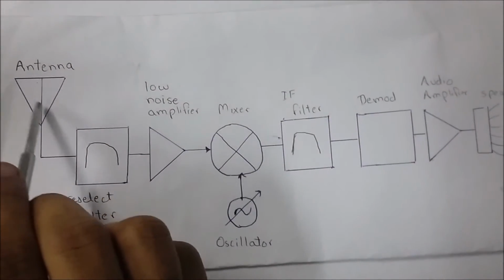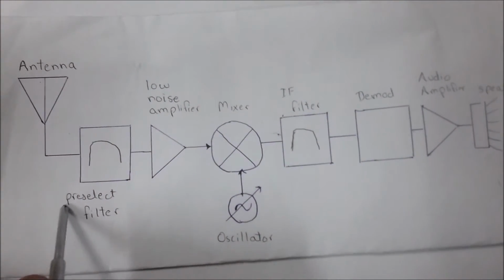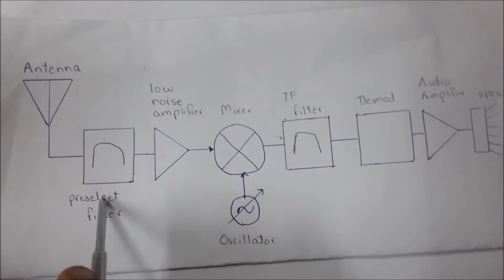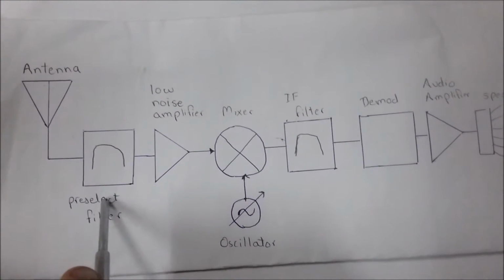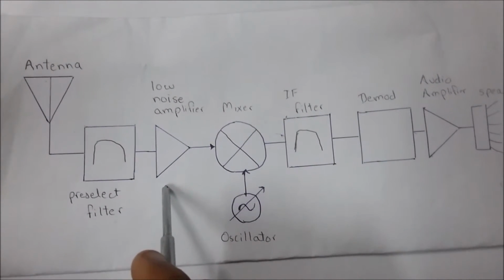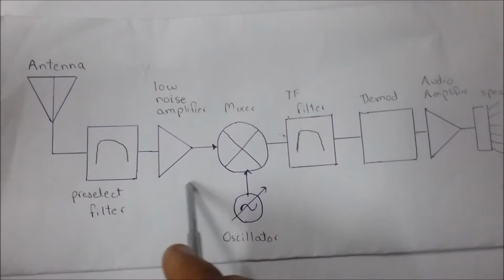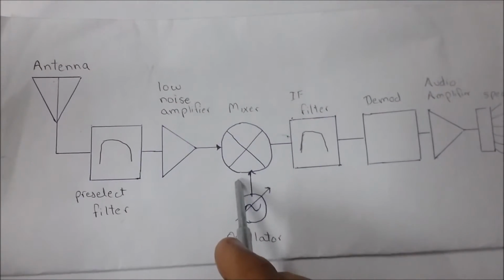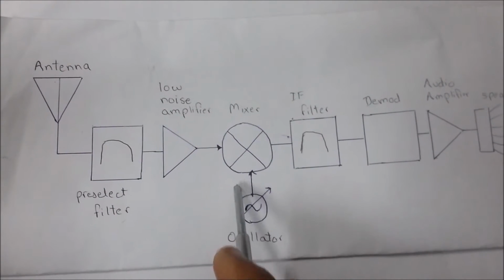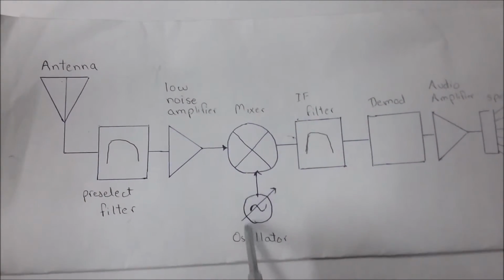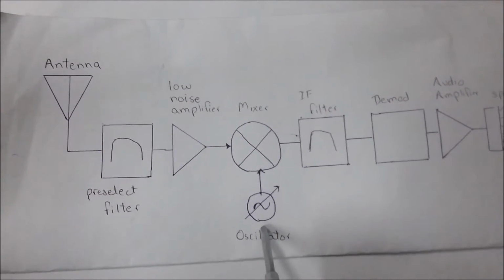Signal from the air comes to the antenna and is passed through a pre-select filter, which just takes the FM spectrum out of the air and sends it to the low noise amplifier. The low noise amplifier amplifies the signal, and then the signal is passed to the mixer. The mixer takes the sum and difference of two input signals. The two input signals are from the oscillator and the amplifier. We can tune the oscillator so that we can select a different station.